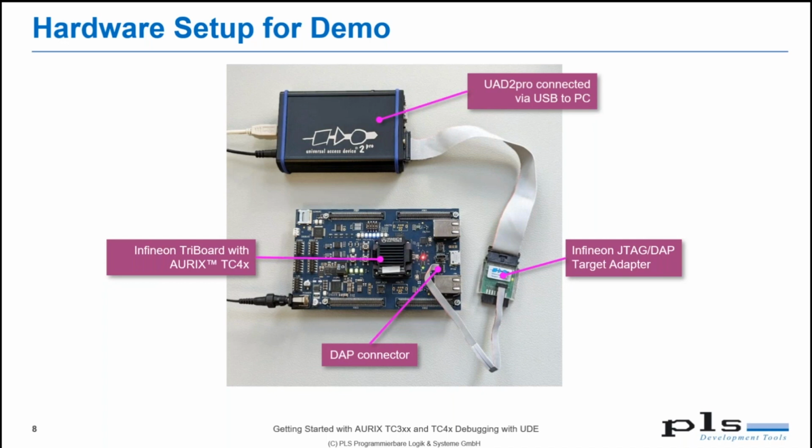Okay, for the TC3, it looks the same. And also all the basic debug features from Multicore are the same. So I show this on the example of the TC4, but the same functions are also available for the TC3. There's no difference for the basic debug functions. Okay, then let's jump to the UDE.